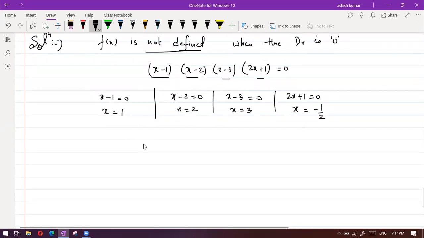So what will the domain be? The domain is the real numbers, but from those real numbers we have to exclude these values, because these are the values at which the function is getting undefined. So 1, 2, 3, and minus half. Understood, Ruchita?